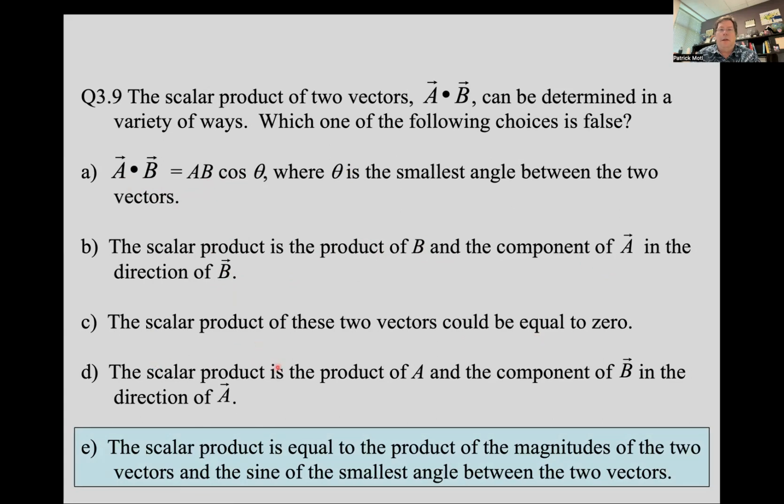The scalar product is a product of the magnitude of a and the component of the vector b in the direction of a. Yes, absolutely. The one that is false, because it's sort of the opposite of choice A, is that the scalar product is equal to the product of the magnitudes of the two vectors and the sine of the smallest angle between the two vectors. That is false because it is not the sine, it is the cosine. And more on that next.